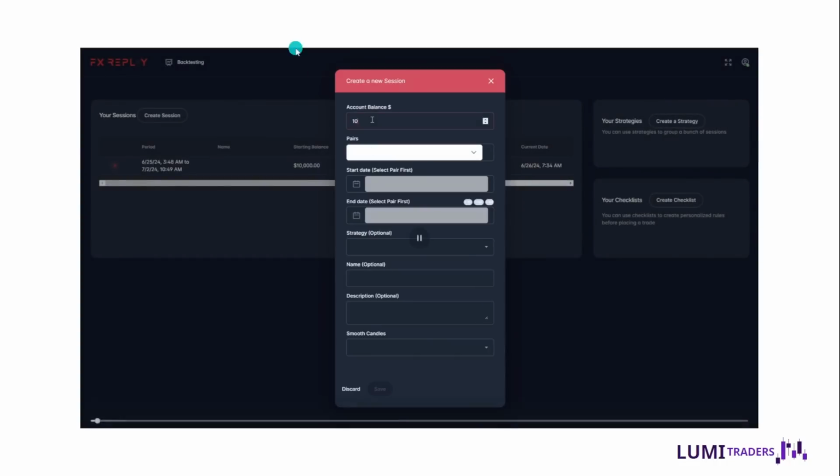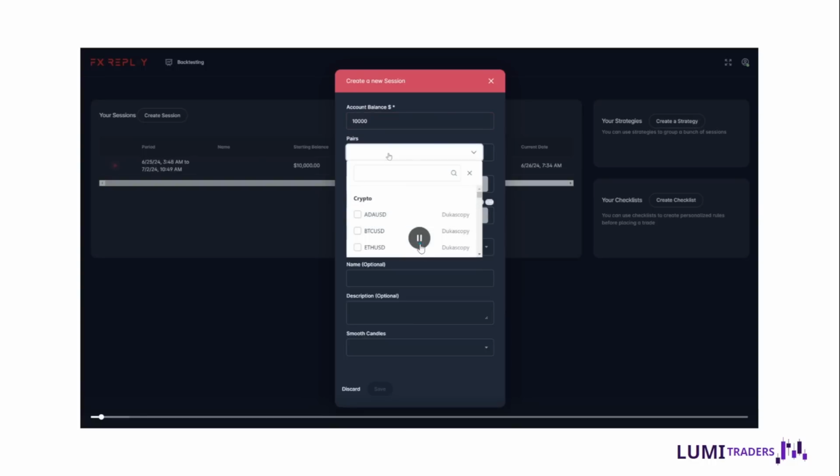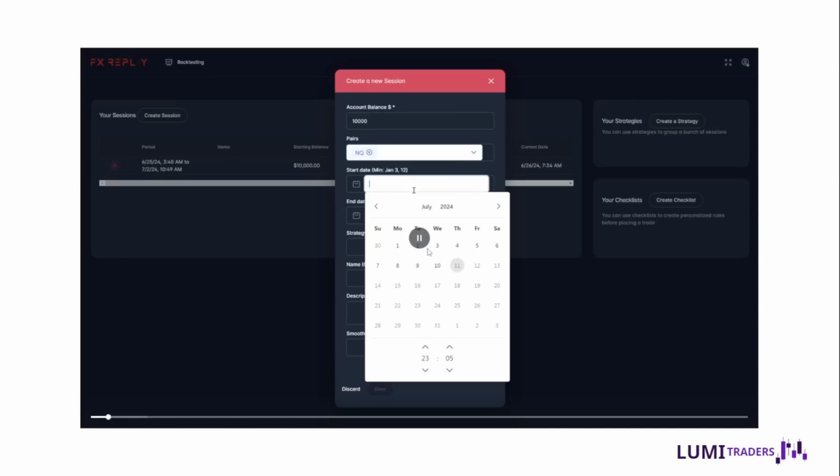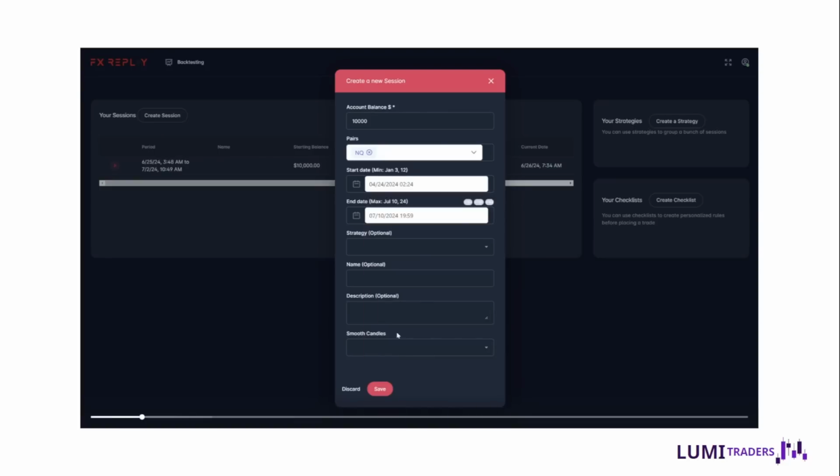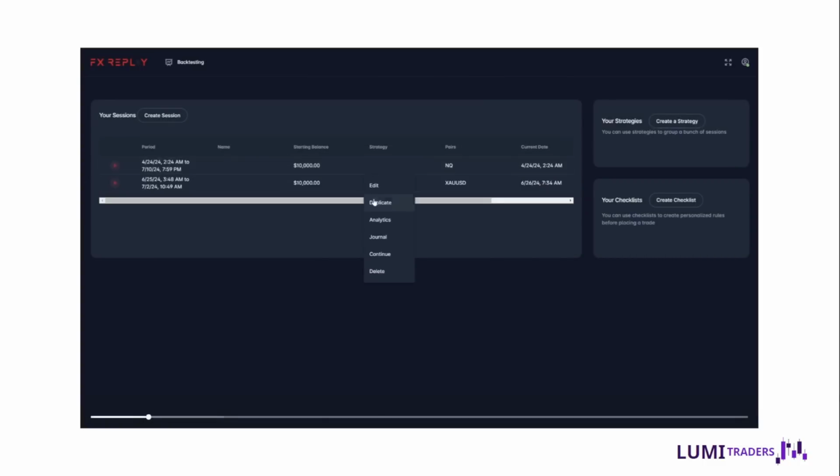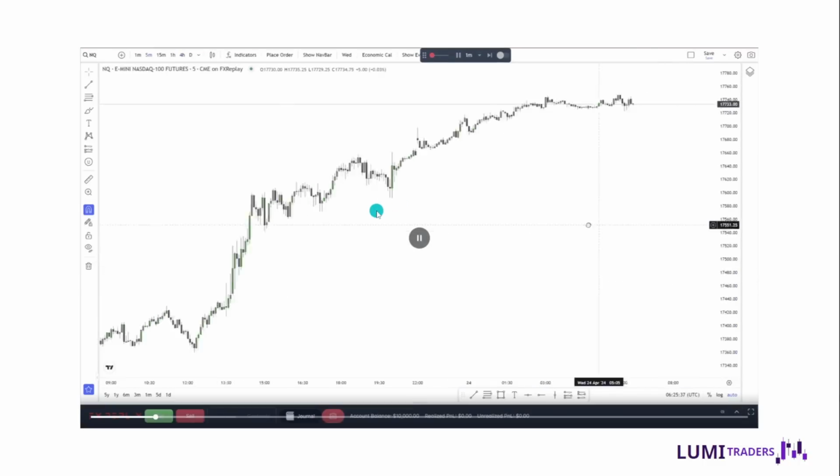Okay, I just want to show you one of my backtest sessions. So here's just one example. As you can see, I'm trying to set balance, just trying to pick a random day on NQ. Since I trade NQ, I backtested this. So I pick April, choose just a random time. Okay. So now I have the chart.